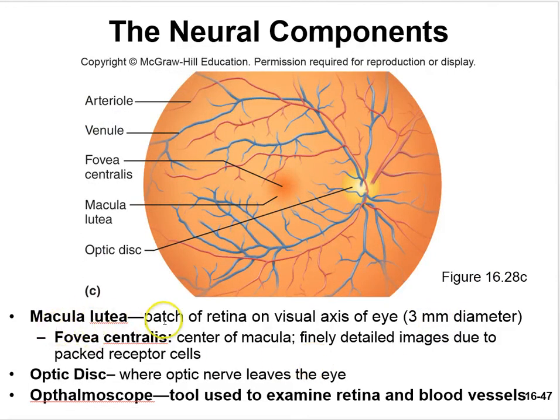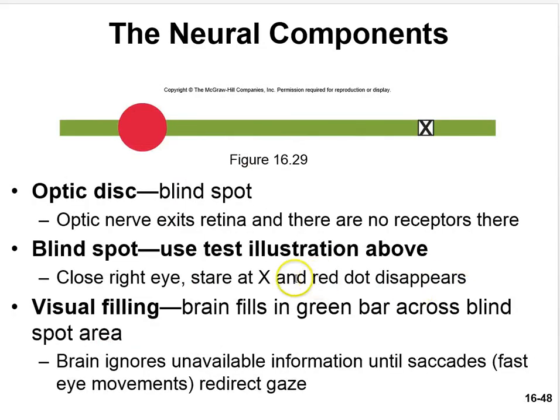The macula lutea is the patch of retina on the visual axis of the eye. The fovea centralis is the center of the macula. It gives finely detailed images because there are a lot of receptor cells there. So they're talking about this area right here on the retina, the fovea centralis and the macula lutea. Over here is the optic disc. This is where your optic nerve actually leaves the eye, so you don't have receptors right here. That's actually referred to as your blind spot.